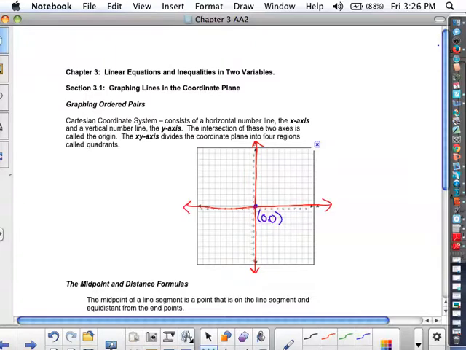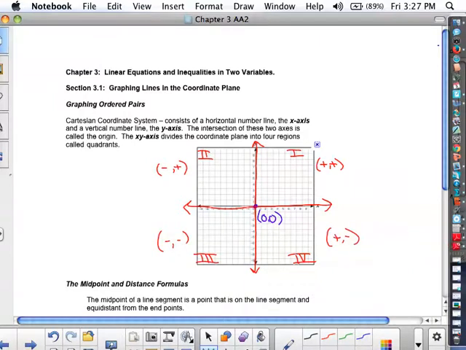And they're numbered in a kind of strange way. They start in the upper right-hand corner with quadrant 1, and then go counterclockwise with quadrant 2, quadrant 3, and quadrant 4. And if you think about the values of x, y in each of these quadrants, the values of x, y in quadrant 1 will both be positive. In quadrant 2, the value of x will be negative, and y will be positive. In quadrant 3, they will both be negative, and in quadrant 4, the x will be positive and the y will be negative.